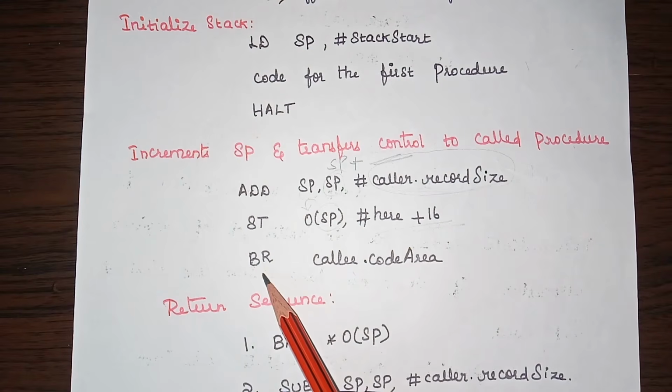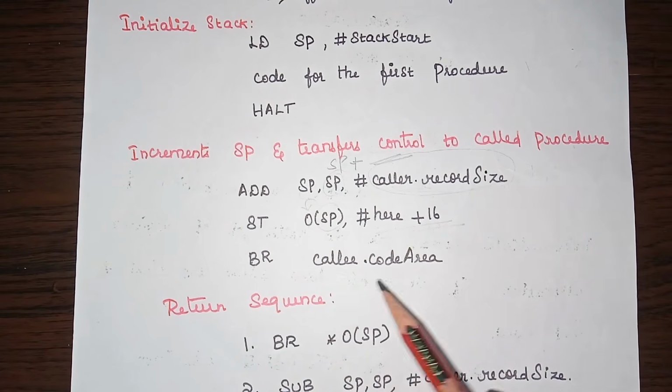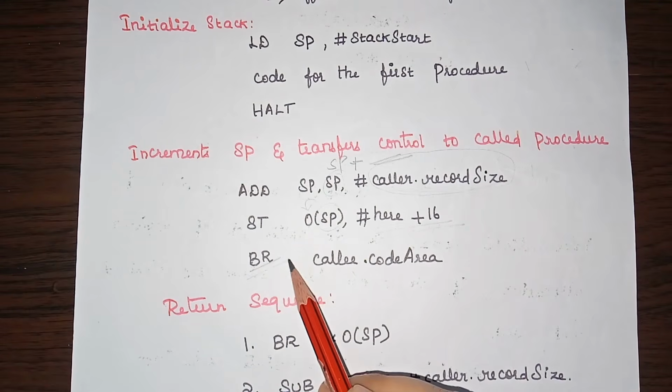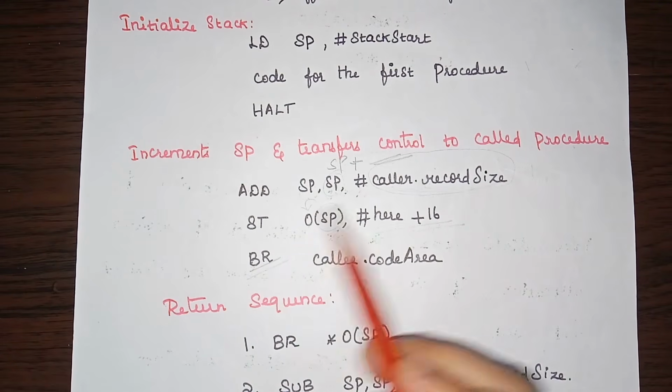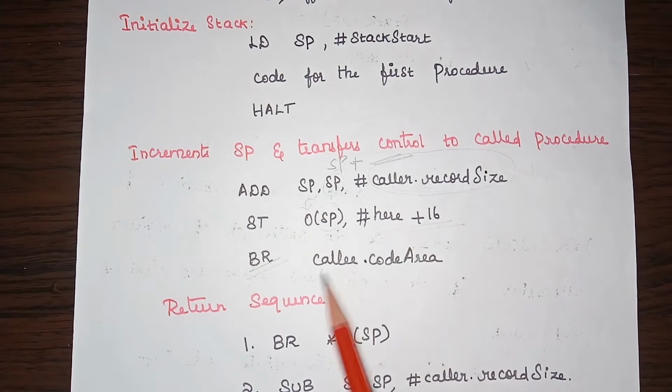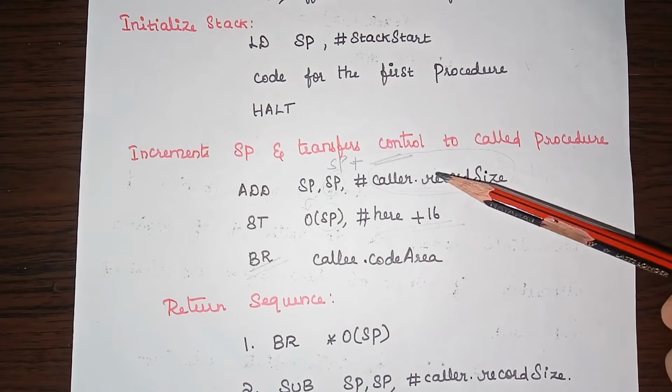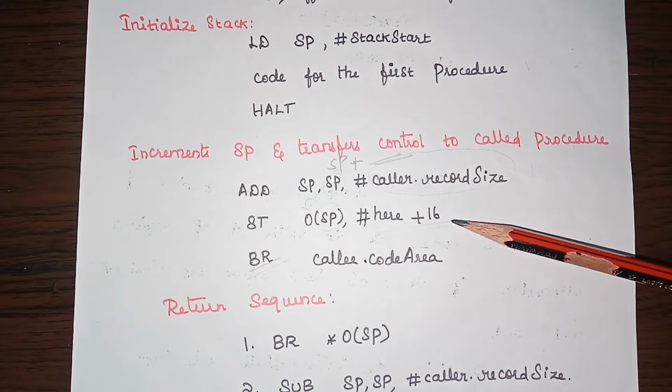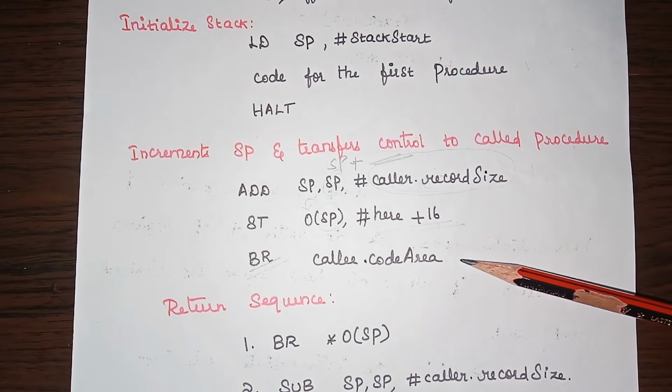Then coming to the next statement, that is transferring control to the procedure. For that purpose we are using this branch statement. This statement will transfer the control to the called procedure. So we are using this branch statement here, and this is for incrementing the stack pointer, saving the return address and then jumping to the called procedure.